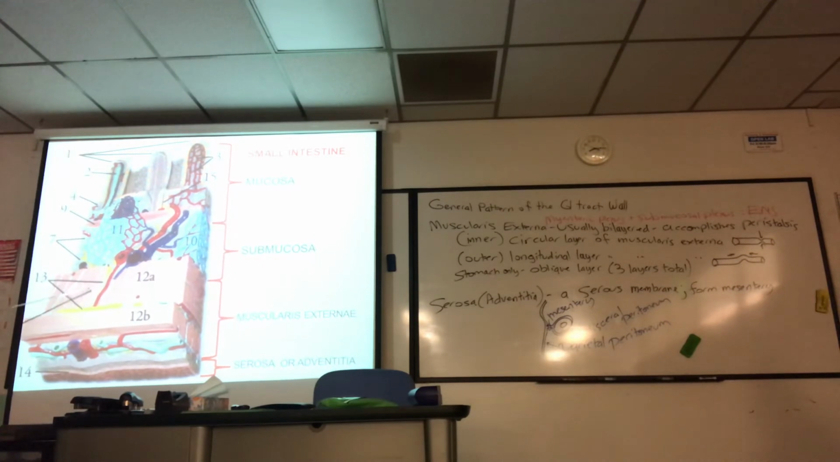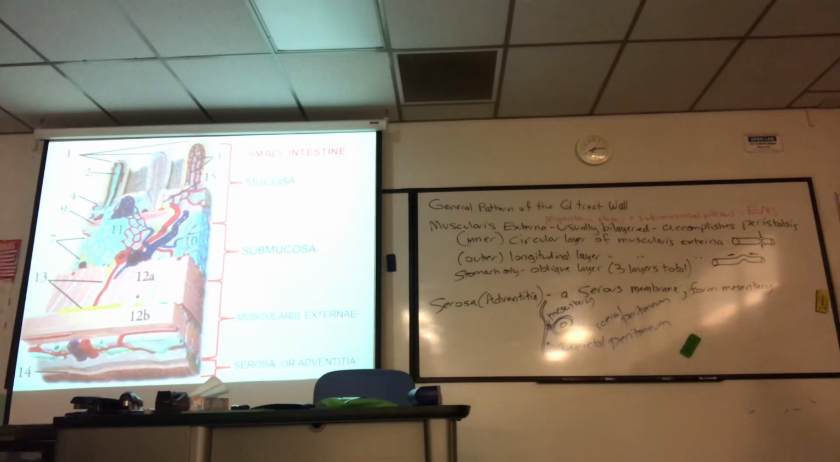So 13 is the myenteric plexus, and you should be able to differentiate between the 12A and the B. It's the inner circular and the outer longitudinal. And then right here is the serosa or adventitia.